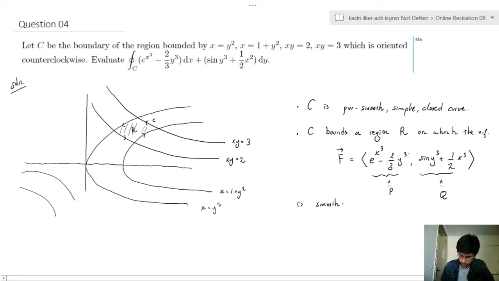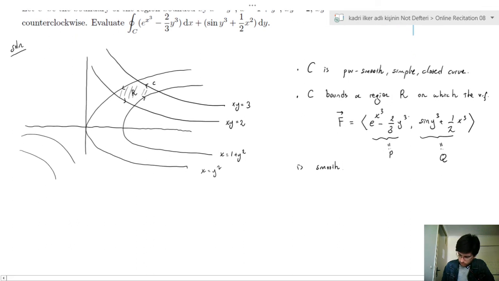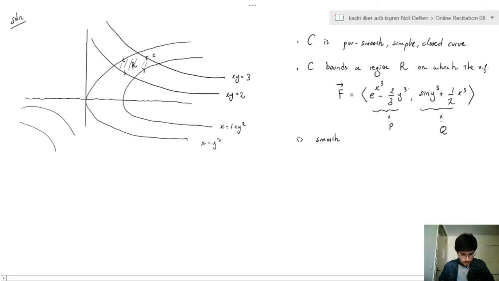If you take the derivatives on this region, no problem, and everything looks great. Then we can use Green's theorem. The setup is ready: you have a nice curve, a nice region, and a nice vector field, so why not use Green's theorem? So by Green's theorem, let's see what we have.